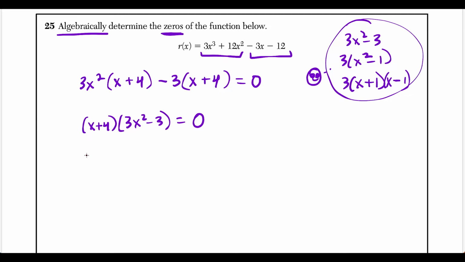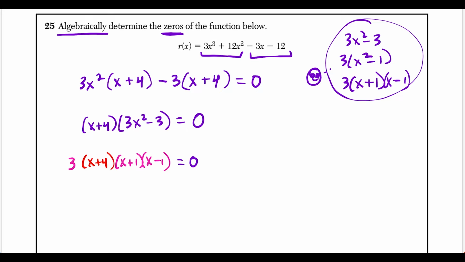So we're going to have x plus 4. And then what I'm going to write here for this next one, remember, this is how we factor 3x squared minus 3. I'm actually going to write the 3 in front like this, and then I'm going to write our x plus 1 times x minus 1 like this. All right, and this is all equal to 0.